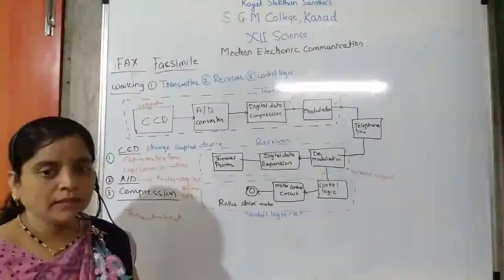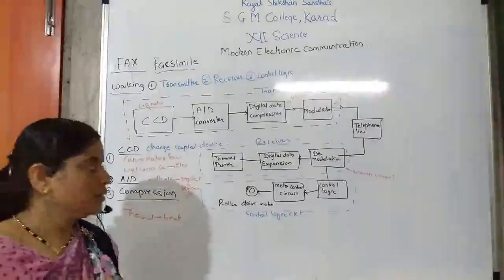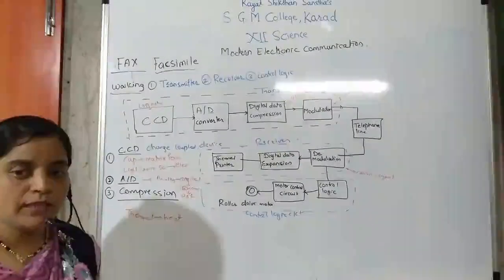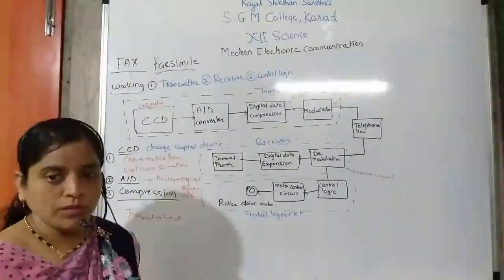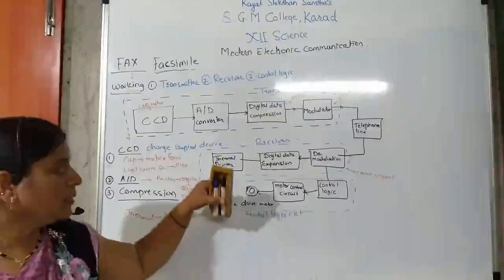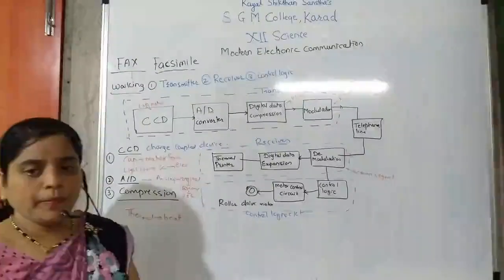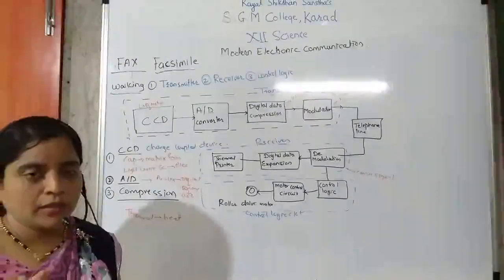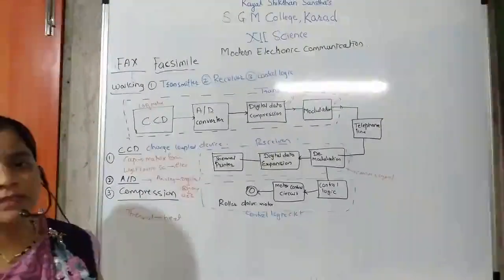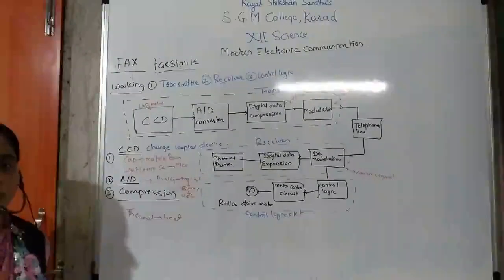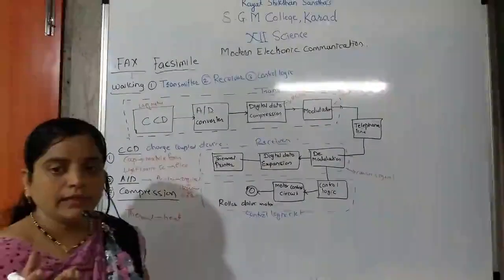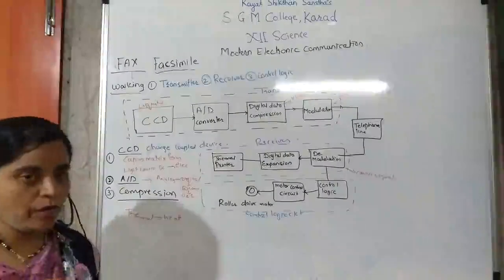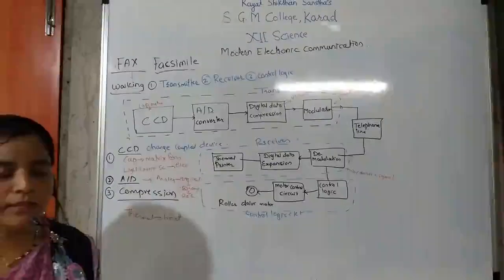What happens in a thermal printer? See, special heat sensitive paper is used in the thermal printer. How is the heat sensitive paper used? This printer head is there. One heating element is there in the head of the printer, which turns on and off by receiving the signal.